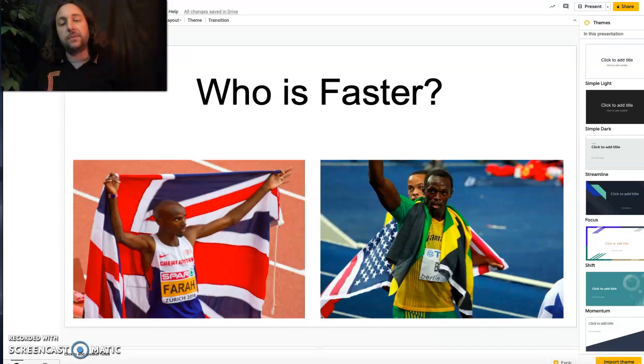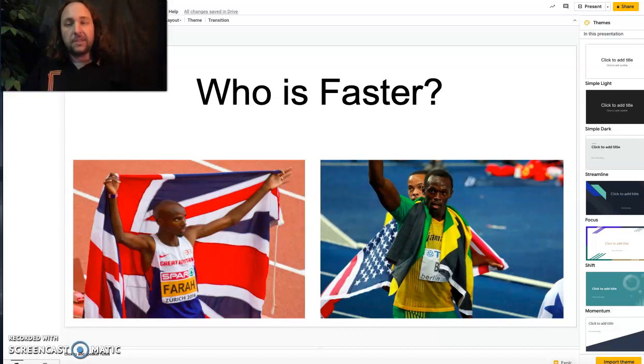If you don't recognize these two athletes, on the left there we have Mo Farah, arguably, well, not even arguably, the most successful distance track athlete of all time. He runs for Great Britain, he's British, as well as, again, really arguably the fastest sprinter of all time, most decorated, has the fastest times in the sprint distance. And my question for you is, who's faster?